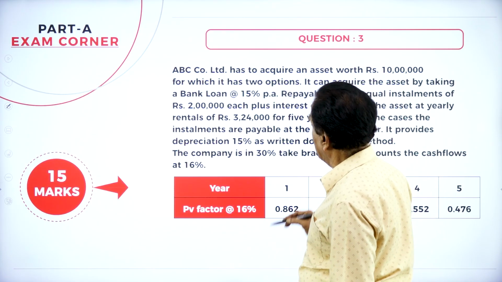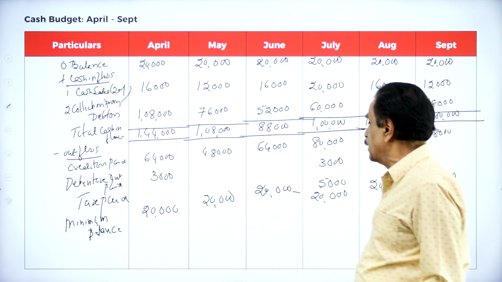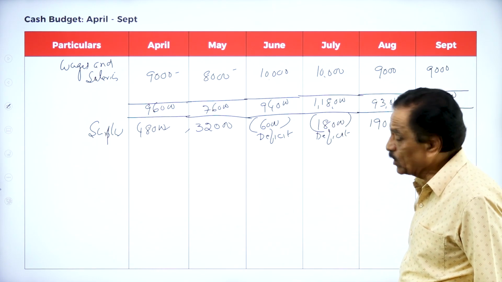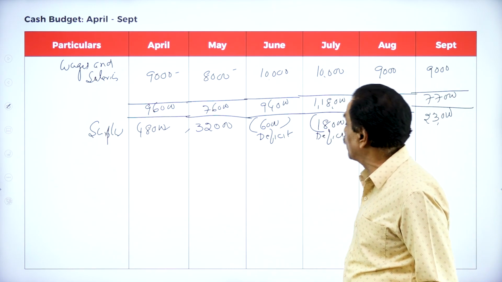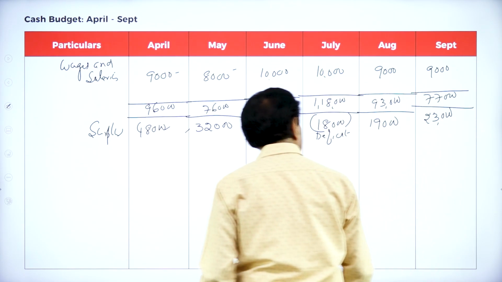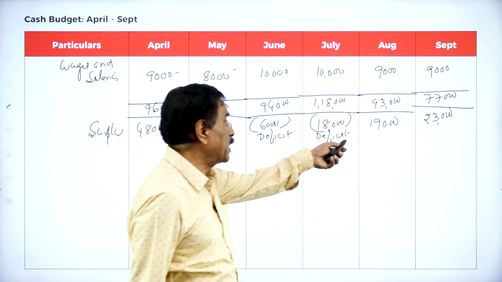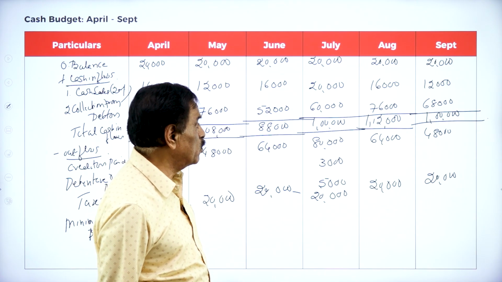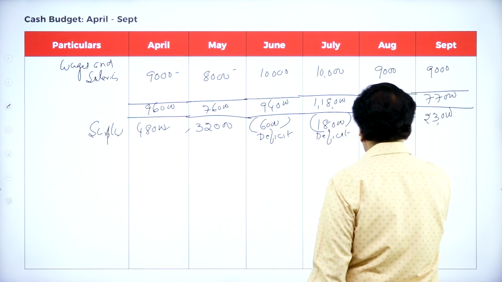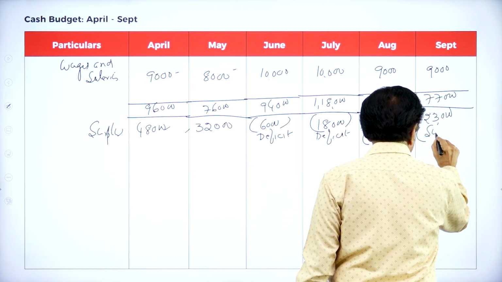Minimum balance I maintained is 20,000. Add 88,000 is required, but outflow required is 94,000. There's a deficit of 6,000 because you have to maintain 20,000. Then come back to next, 1 lakh. Outflow is 1 lakh. 18,000 is the deficit. Come back to next month, 1 lakh 12,000. Outflow is 93,000. Surplus. Next month you have got 1 lakh. Outflow is 77,000. Your surplus is there. This is surplus.